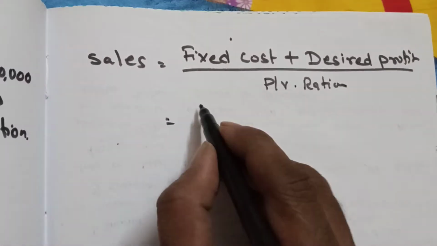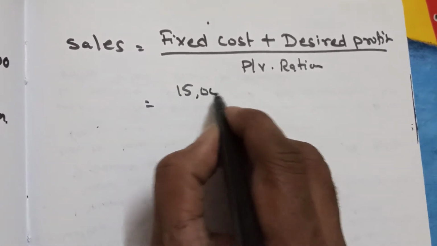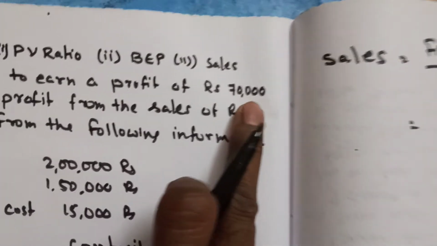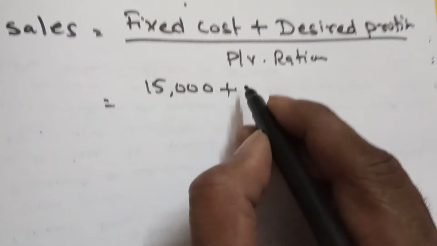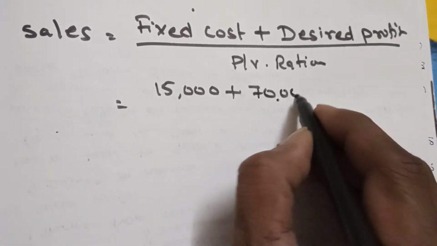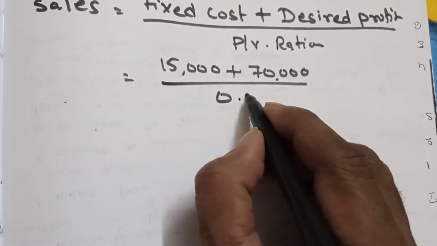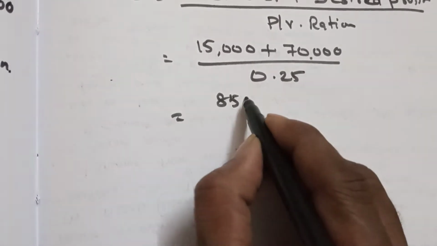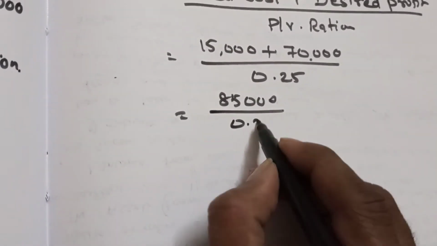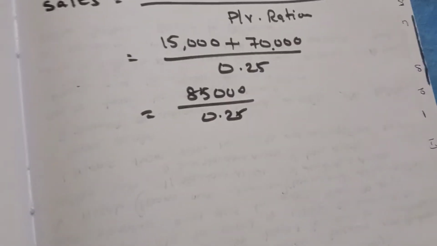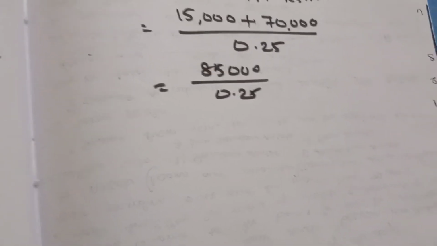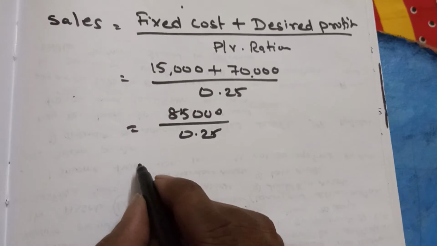Fixed cost is already given in the problem, that is 15,000. Desired profit, how much profit we need? We require a profit of rupees 70,000. So we write 70,000. The PV ratio we already found, that is 0.25. So 85,000 divided by 0.25, calculate it. We will get 3,40,000 rupees.